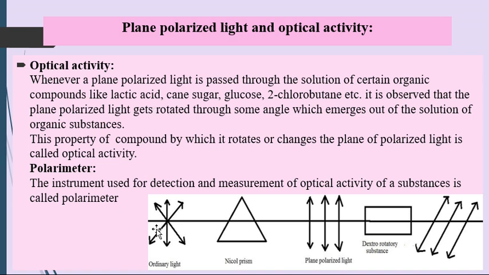Here is the ordinary light, and this ordinary light propagates in all possible directions. When it passes through a Nicol prism, it vibrates in only one plane at right angle to the direction of propagation, and this light is called plane polarized light. Then next, here is the solution of organic compounds, and when it rotates the plane of polarized light to the right hand side, it is dextrorotatory, and when it rotates to the left hand side, it is levorotatory.